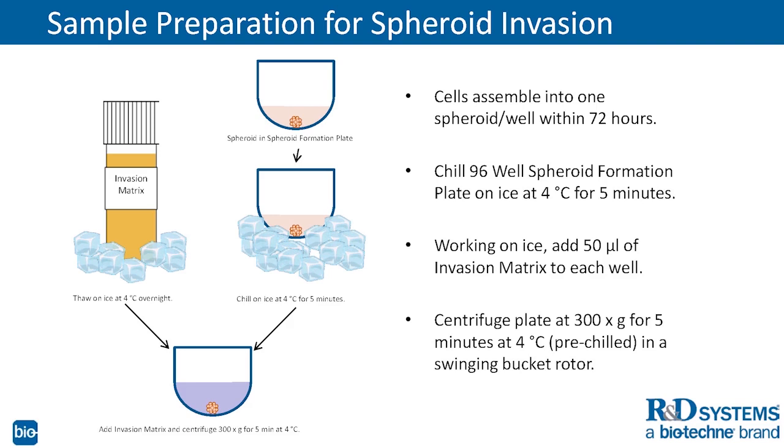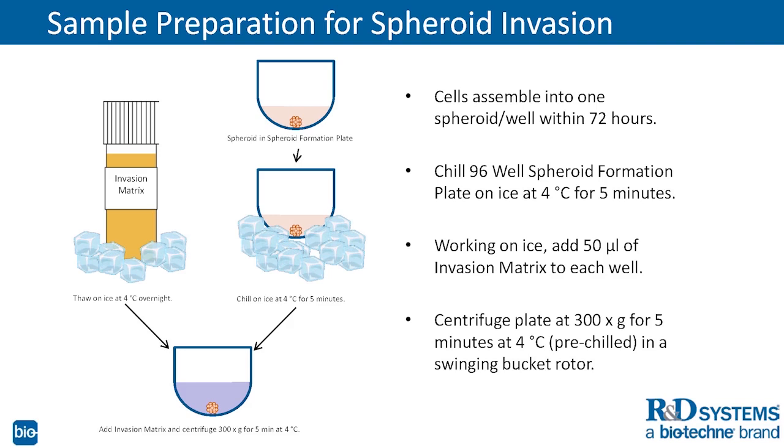So, as we can see here, during spheroid formation, after about 48 hours of spheroid formation, you want to make sure and thaw the invasion matrix on ice at 4 degrees Celsius overnight. Again, this is very important because these ECM proteins will polymerize at temperatures between 15 and 20 degrees Celsius, so they need to be kept cold. And also make sure you keep it on ice during the full process when working with it.